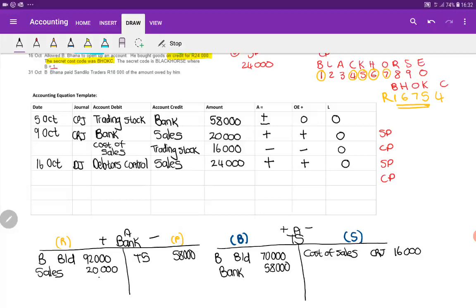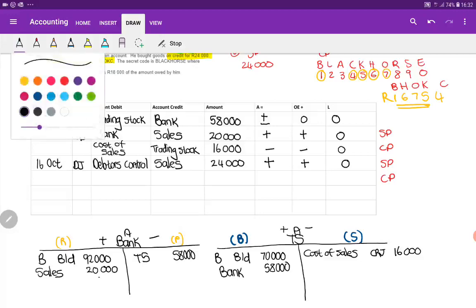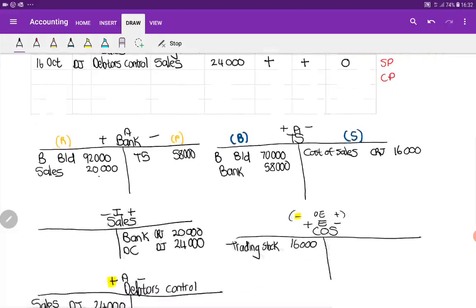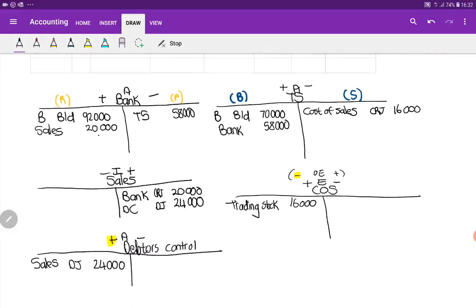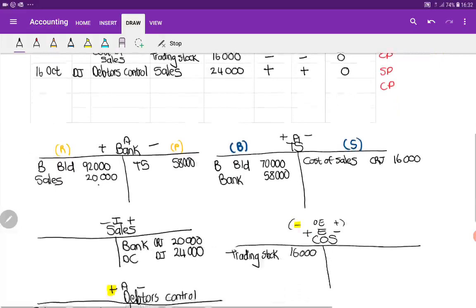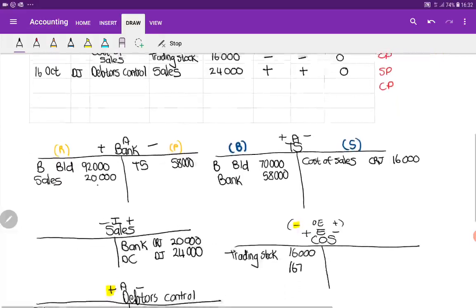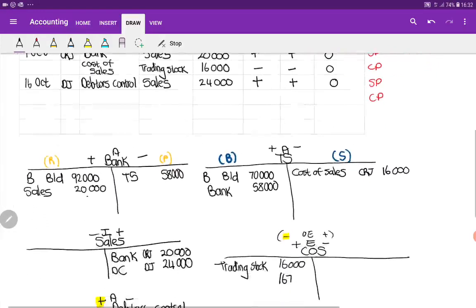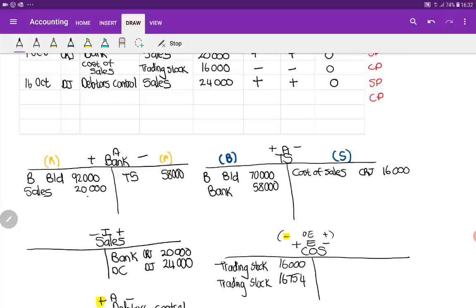I'm not done. Now I still need to show the cost. The cost is going to be shown exactly the same as a cash transaction. We need to show what is the cost of the goods that we've sold. The cost equaled 16,754. Trading stock is going to be credited with 16,754, but from the debtors journal.